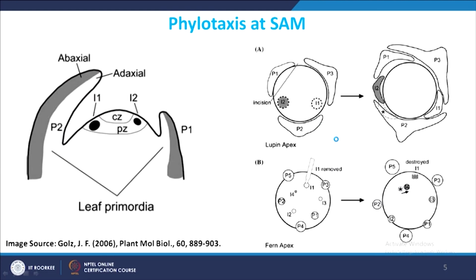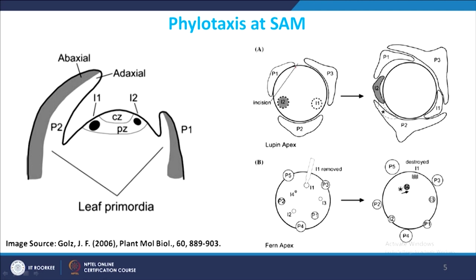Another important thing, which I was telling, is that coordination and communication between the meristem and the growing primordia is very important. How will you prove this? For example, if you create an incision between a growing primordium and the meristem, basically if you physically disturb or remove one of the developing primordia, the patterning or phyllotaxis is disturbed.